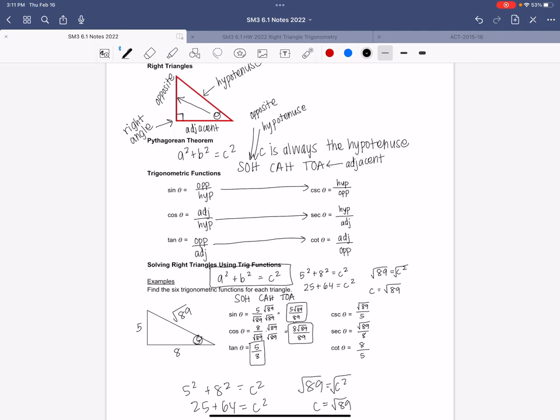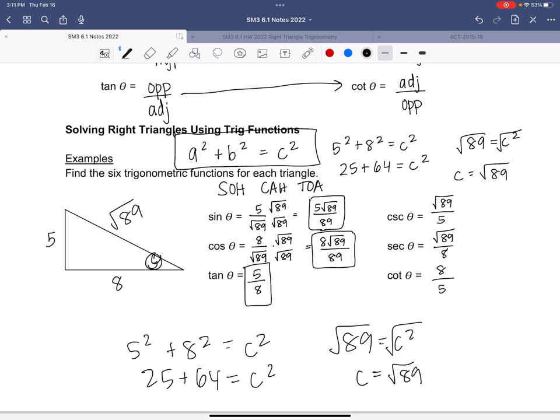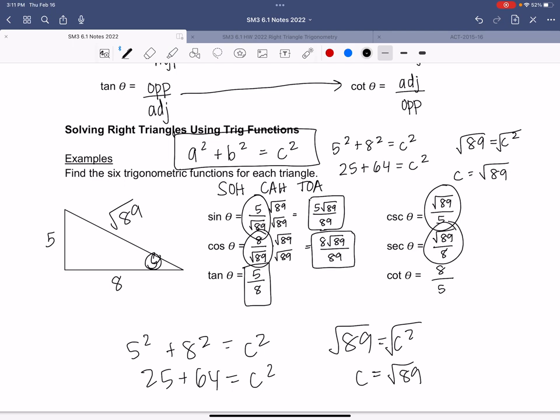Then we did all the ratios, and remember that if there's a square root in the denominator, it's just not considered simplified. So that's why we multiplied the top and bottom by that square root of 89 to get a simplified fraction. And then when you're flipping them over, cosecant is the inverse of sine, so go back to the original, flip this upside down to get that answer. Flip 8 over 80 square root of 89 upside down to get that answer. This one, there wasn't a simplified version, so just flip it upside down, okay?